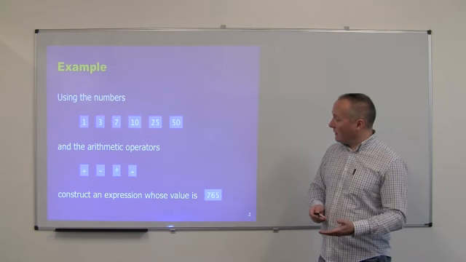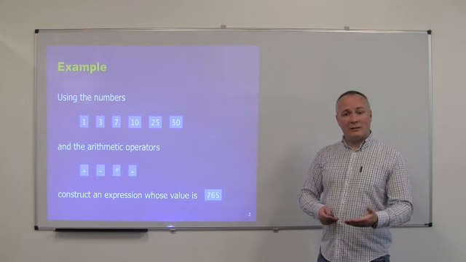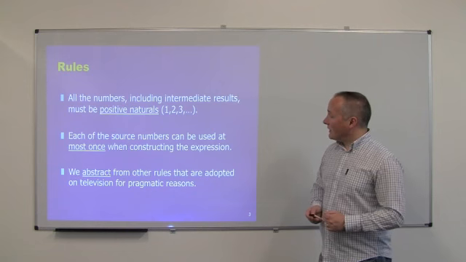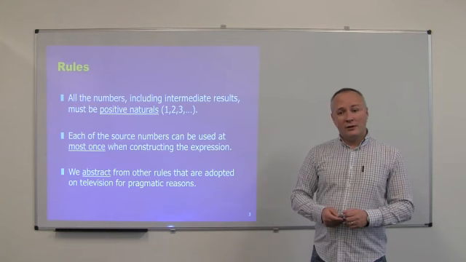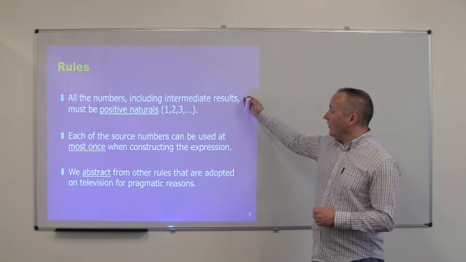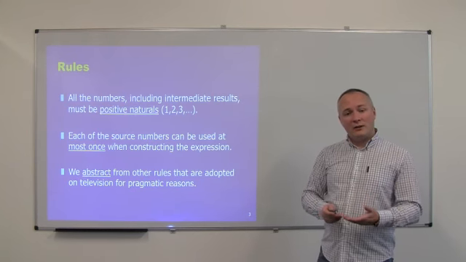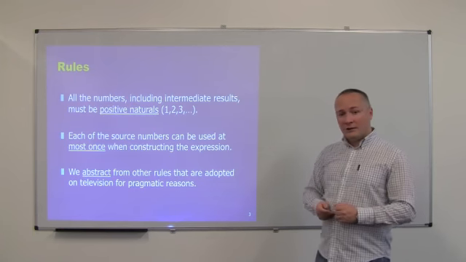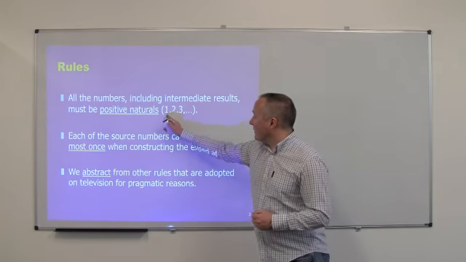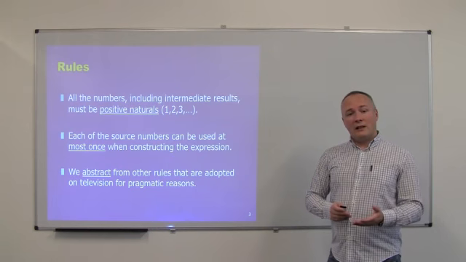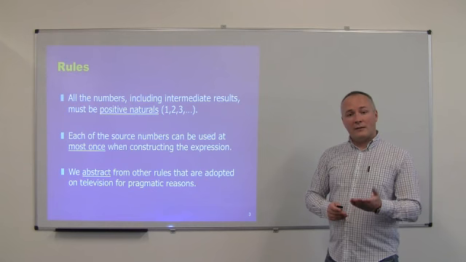So that's the name of the game. You're given some numbers, the 4 standard arithmetic operators, and you've got to build an expression that has a particular target value. Of course, there are some rules associated with the game as well, so I'll talk you quickly through the rules of the game. The first one is that all the numbers which you're given, and crucially, all the intermediate results that you may construct in your expression must be positive natural numbers. By positive natural numbers I mean simply positive whole numbers, 1, 2, 3, etc. So in particular, you're not allowed at any stage of the game to use negative numbers, 0, or proper fractions.